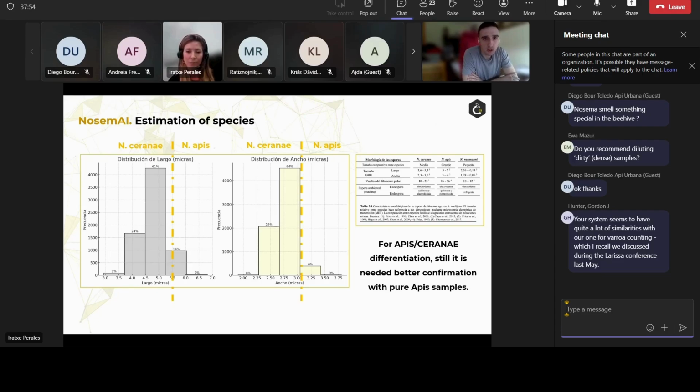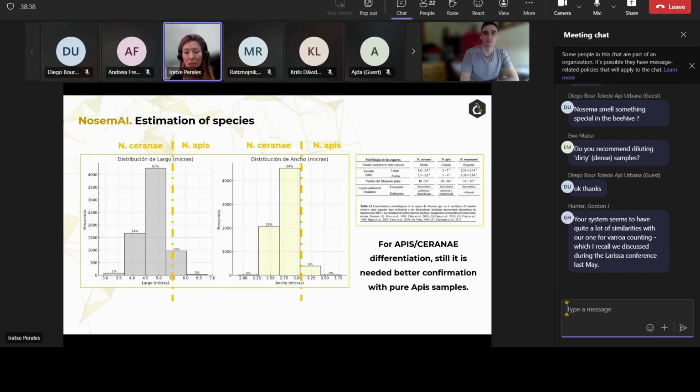One more thing from Gordon Hunter, our professor from the UK: your system seems to have quite a lot of similarities with our Varroa counting, which I recall we discussed during the Larissa conference last May. So the difference, I would say, is that it is coupled with automated hardware. At the end, what we are doing for detection and classification of microorganisms is state of the art. There is a lot of literature and papers published already for applications like this one.